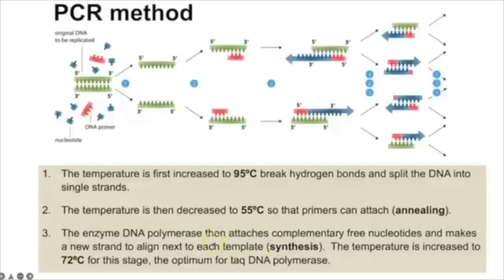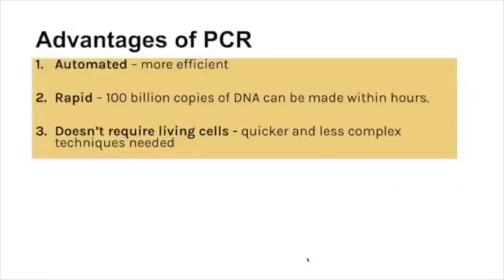The temperature is increased to 72 degrees at this stage because that is actually the optimum temperature for the Taq DNA polymerase. Now that is one cycle. This machine will be left to cycle over and over, so you're making thousands of copies of that DNA fragment of interest. So the advantages of PCR is it's automated. Once you've added all of those ingredients, you turn the machine on and therefore it will just start working and create the fragments.